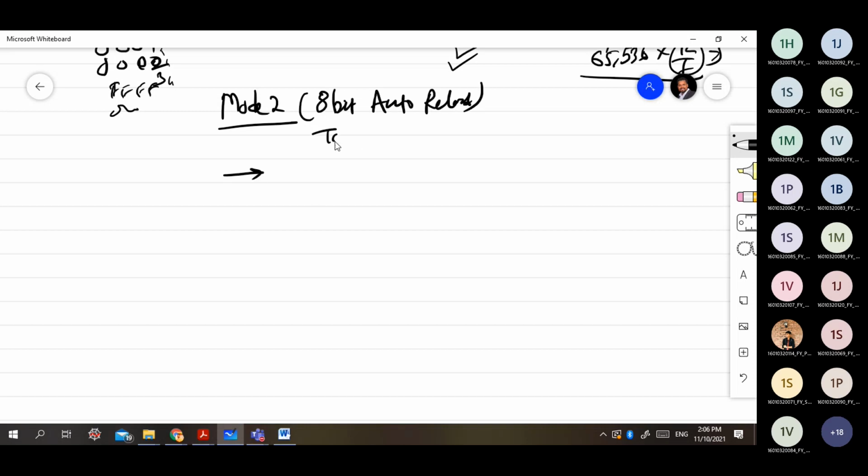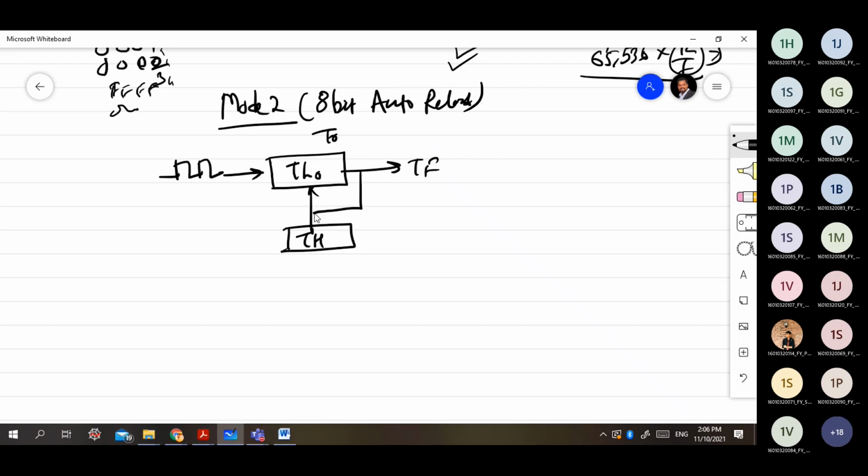Just like this, let's suppose I am taking the example of timer 0. अब ये कैसे होता है? Let's see. इधर से क्लॉक पल्स आ रहे हैं. Fine. यहाँ पे मेरा TL रहेगा, TF रहेगा, and here will be my TH. समझो अभी 8 बिट ऑटो रिलोड का मीनिंग क्या होगा. This is what 8 bit auto reload is. ठीक है? अब इसमें कैसे होता है?